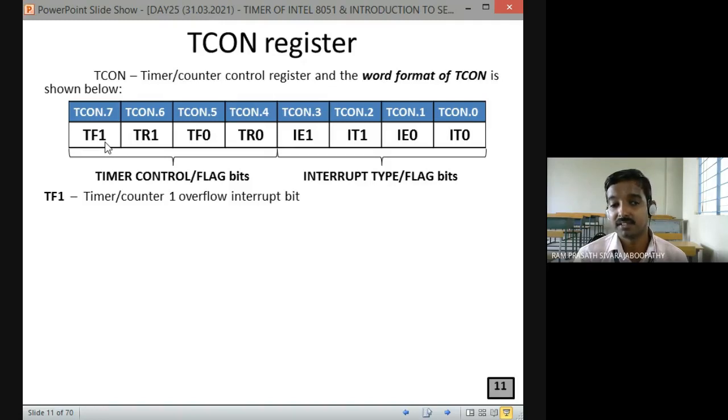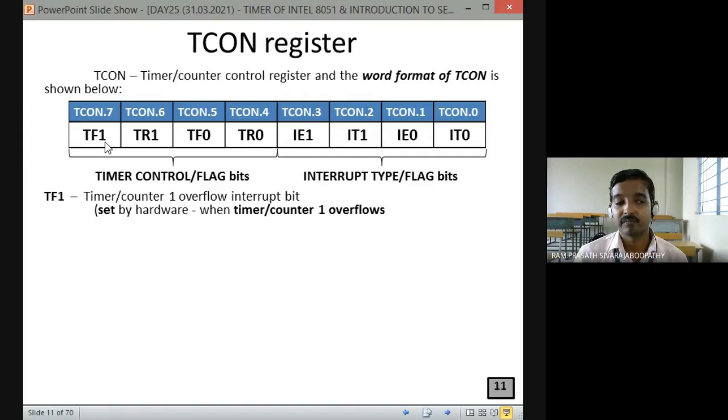Any guess? Timer overflow interrupt bit, I already said. When will this bit get set? I have given the answer. Yes, very good. Whenever the timer overflows, that means maximum to minimum value change occurs. At that point of time, this is set by the hardware. We no need to set this. It is set by the hardware only.